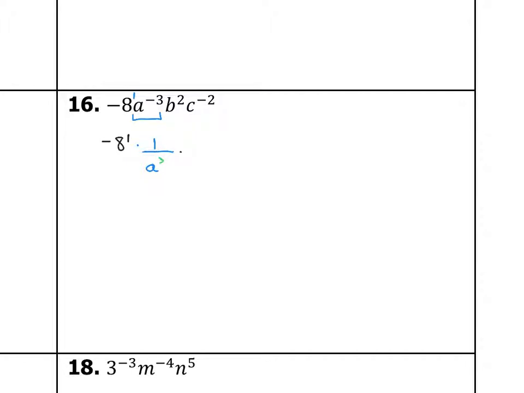Next, I'm multiplying that times b squared, so I can leave that alone. And then finally, I have a c to the negative second power. I also need to rewrite that as 1 over c squared. So let's throw in some denominators of 1 here and here. And so now I can multiply my numerator straight across. Negative 8 to the first, that's just negative 8 times 1 times b squared times 1. I'm going to get a negative 8b squared in my numerator. In my denominator, I have an a cubed times a c squared. And that would be your answer.